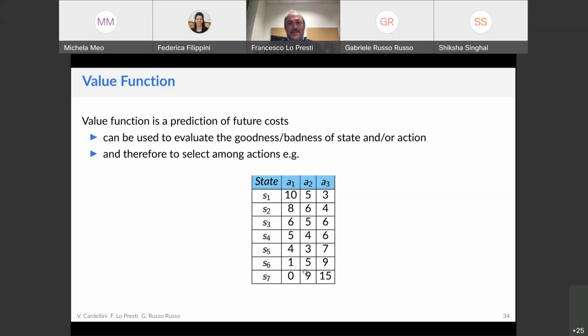As Valeria anticipated, we will look at cost rather than revenue. So we always try to minimize something rather than to optimize something. So I apologize in advance if I speak of maximizing something. In this setting today, we want to minimize costs.